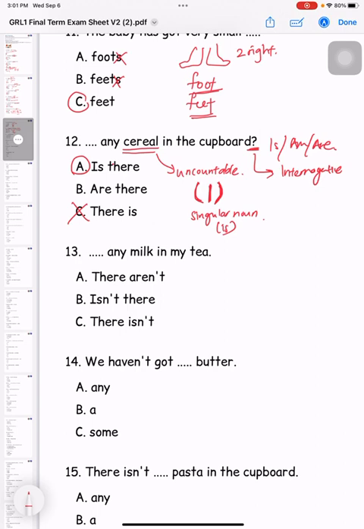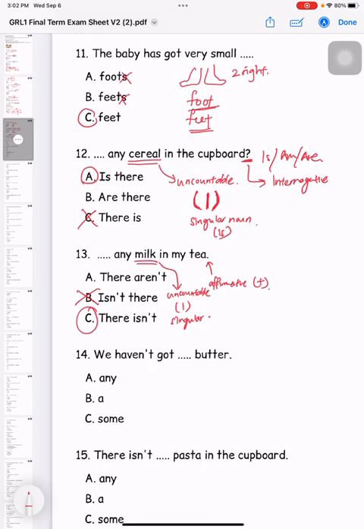Alright, okay, 13. Any milk in my tea. Alright, so this is an affirmative. That means a positive sentence. It's not a question. Affirmative. So isn't there shouldn't be the answer. Only there aren't and there isn't. So same thing, look at the object or the thing again. It's about the milk. Milk is countable or uncountable? Uncountable. So same thing, we take it as one only. So it's singular. So it should be there isn't.